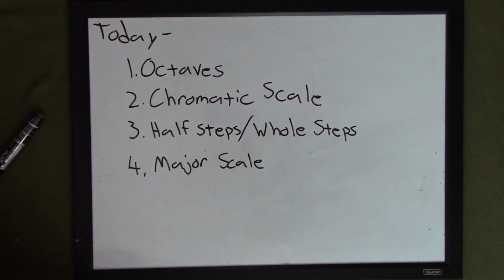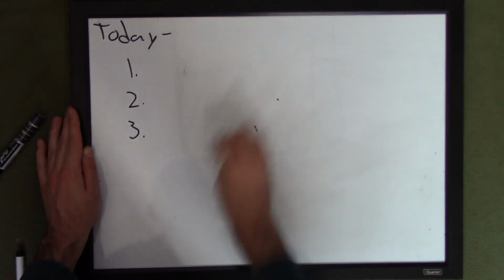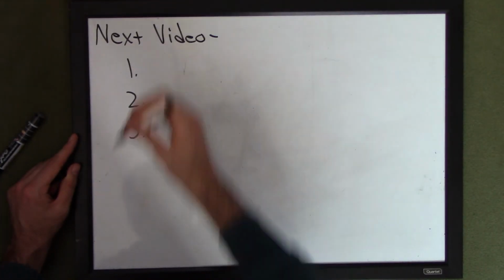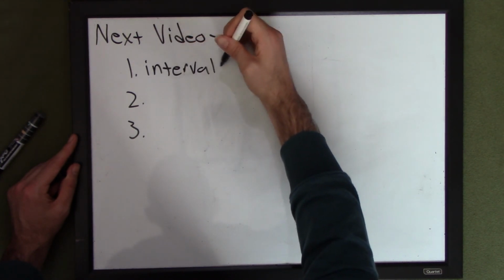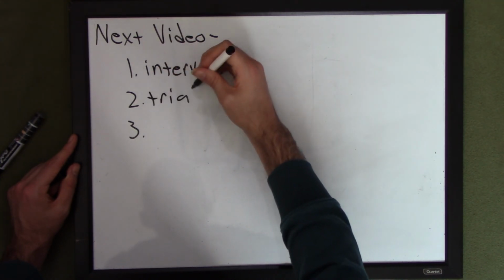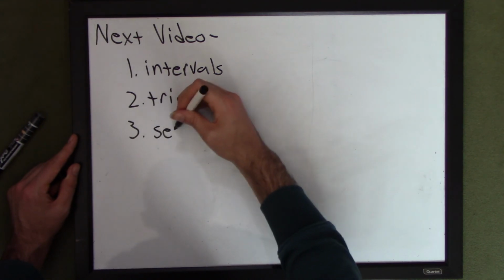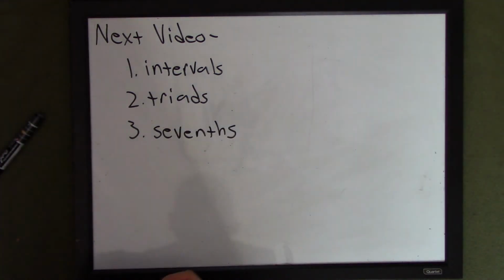At our next lesson, we're going to learn about intervals, which are distances between notes that can be bigger than half steps and whole steps. We're going to talk about triads, which is another thing. We're going to talk about sevenths, which is another thing.